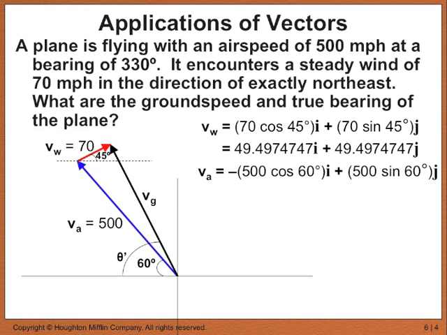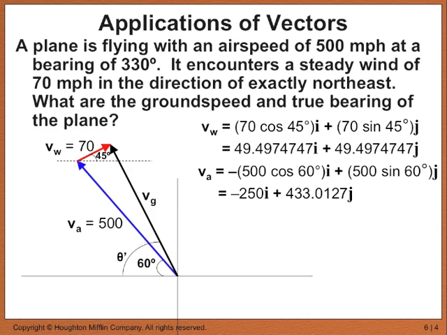So if you look at the V sub A vector, notice that horizontally it's going to the left. That's a negative horizontal component, but vertically it's going up, and therefore we have a positive vertical component. And so doing the calculation, V sub A in SUV notation is negative 250i plus 433.0127j.